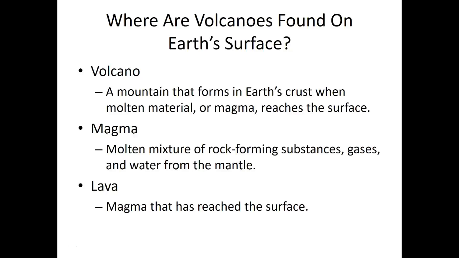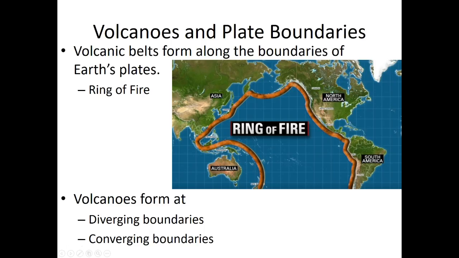So to go back and review, we really need to know the definition of volcano, and that's just a mountain. Remember, it forms in the earth's crust. We have a lot of molten material, or magma, that reaches the surface. Once that magma does reach the surface, then we call that lava. And magma is just a mixture of rock-forming substances like gases and water, and then all kinds of different minerals and things. So let's take a look at the next one.